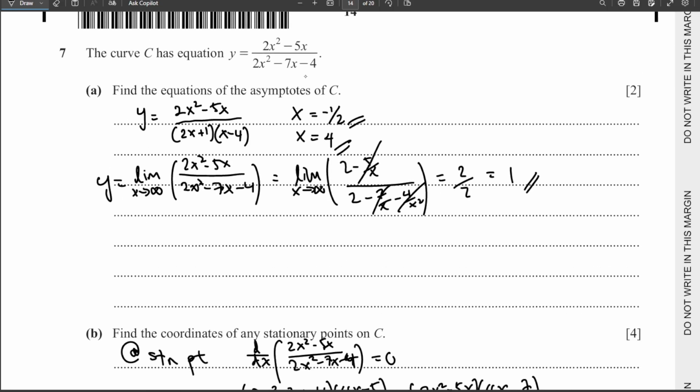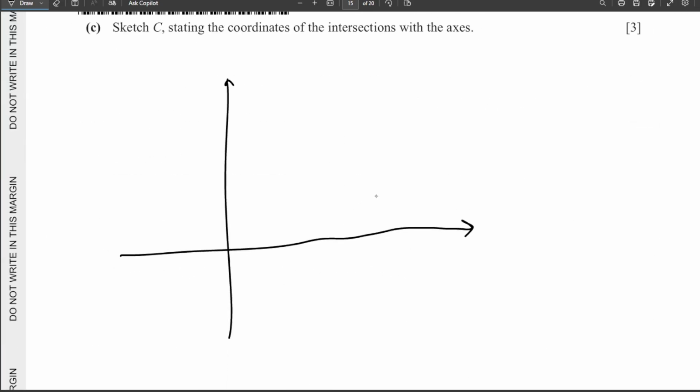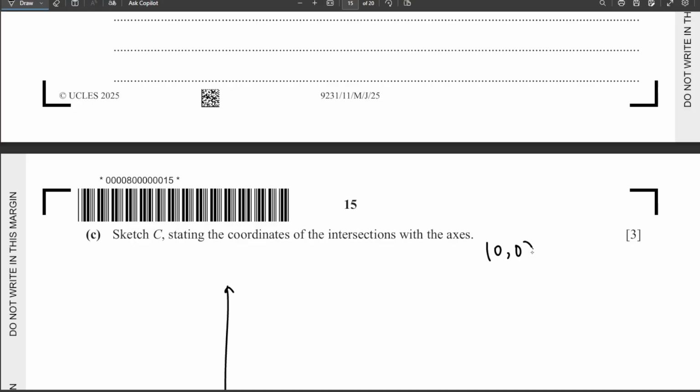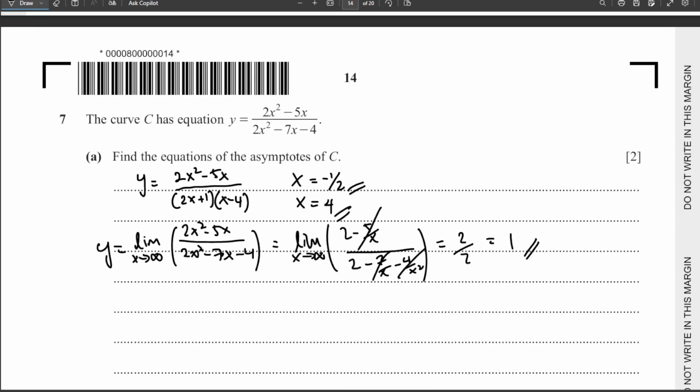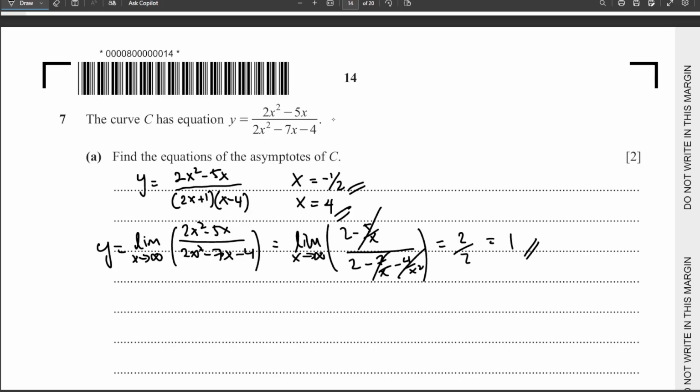So the intercept when x equals 0, the vertical intercept, y will be equal to 0. So the vertical intercept is at 0, 0. Okay, for the horizontal intercept, you have 2, right? Because when y equals 0, we only consider the numerator, because the denominator you can throw to the other side. So you can have x equals 0 and also x equals 5 over 2, right? Yeah, 5 over 2.